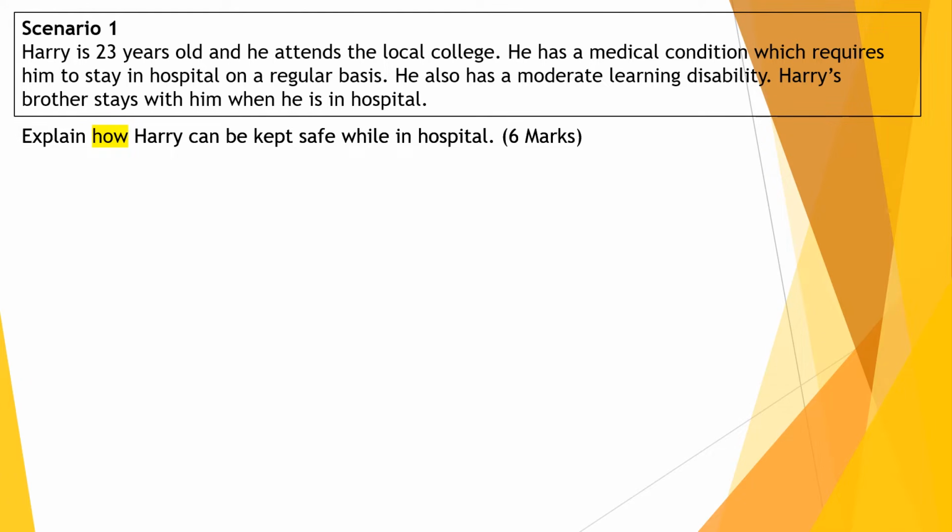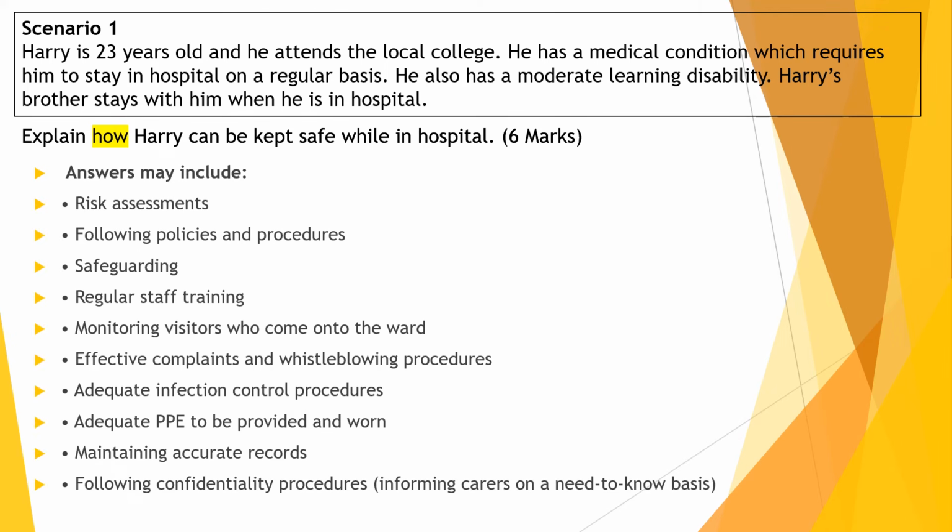When you're putting your answer together, make sure any point you make, you then tie it back to this. How, what, why: has that got an impact, or what's it got to do with the question? So I've got the mark scheme, and the mark scheme talks about risk assessments, following policies, and safeguarding as ways to keep them safe. These would all be the points you would make to get your 1 mark. What you then need to do is talk about how these things would keep Harry safe while in hospital. What does this do? So you're developing, building on and expanding on your points.